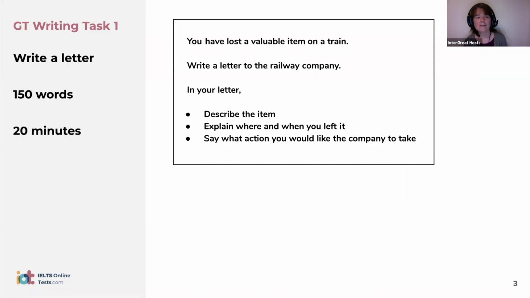Okay. And they do suggest that you spend no more than 20 minutes on the task 1. Because you really need the 40 minutes to do the task 2.